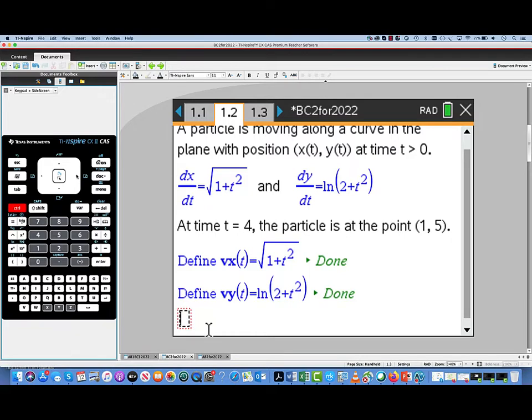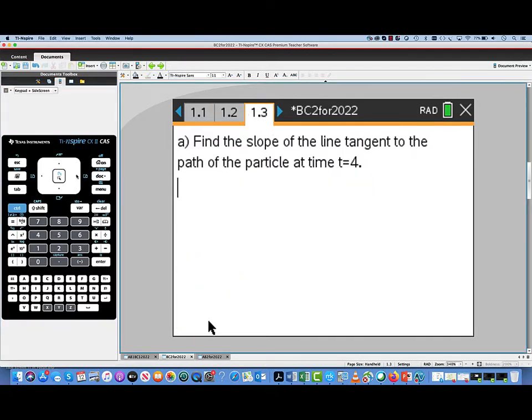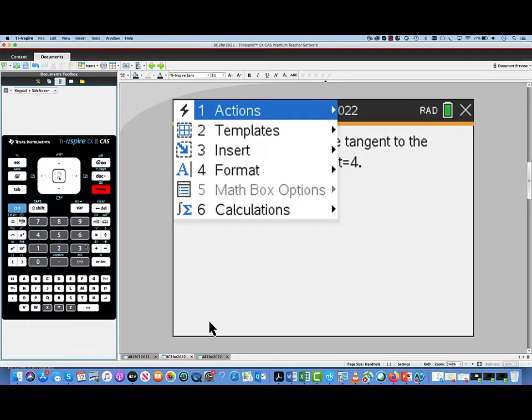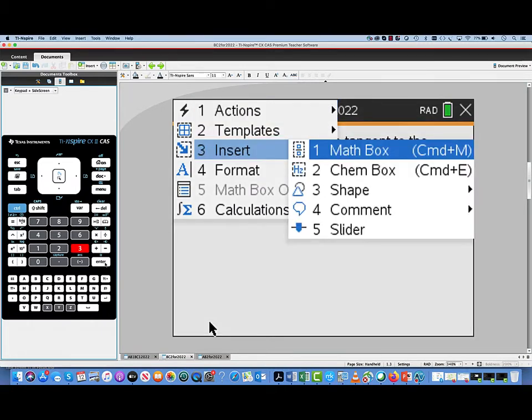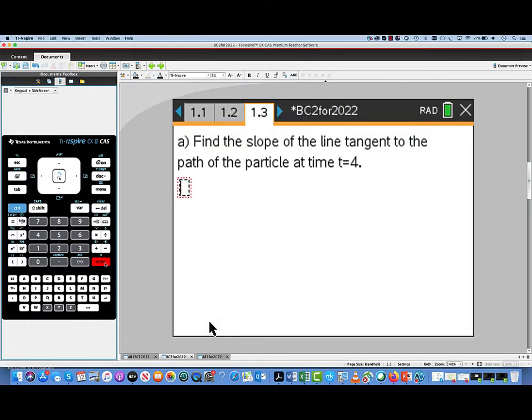Let's go on to part A. In part A, we're asked to find the slope of the line tangent to the path of the particle at time t equals 4. That would be dy/dx, but since we're given dy/dt and dx/dt, we're going to use, in a sense, a form of the chain rule. So I'm going to take the y component of the velocity, evaluate at 4, and divide by the x component of velocity at 4.